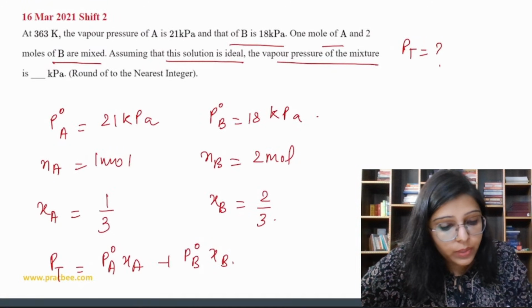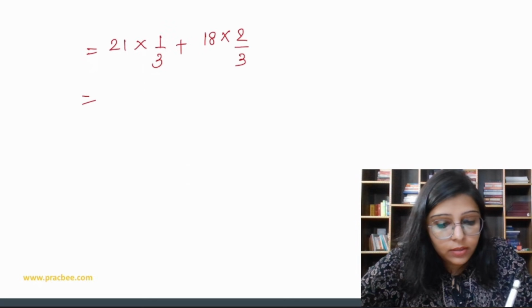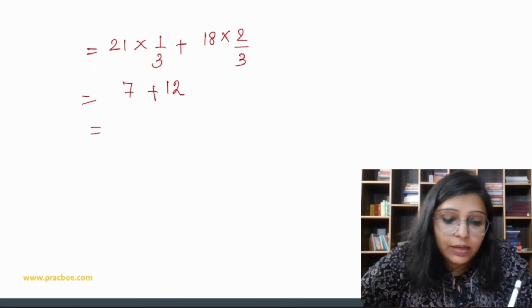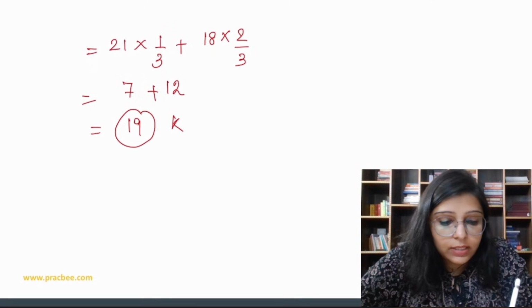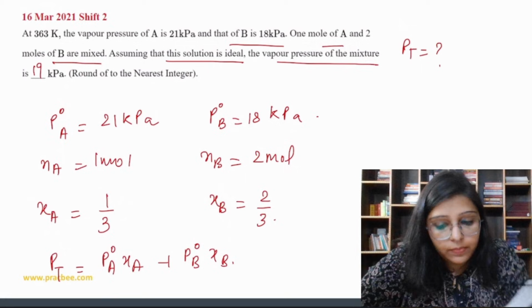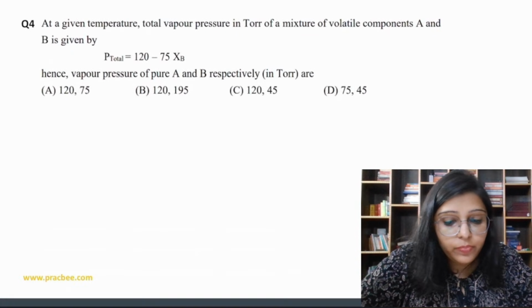So this is 21 into 1 by 3 plus 18 into 2 by 3. So 7 plus 12, right? So 12 plus 7, that is going to be 19. So the answer is 19 kilopascal. Okay. Same thing. Now let's do the next question.